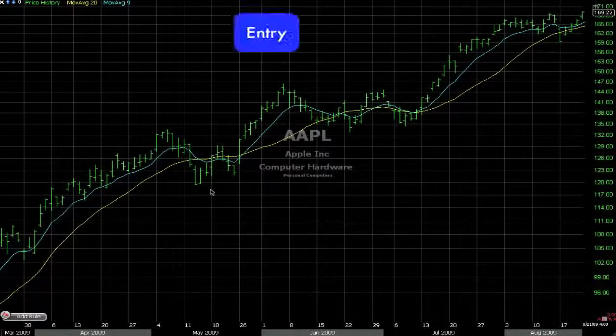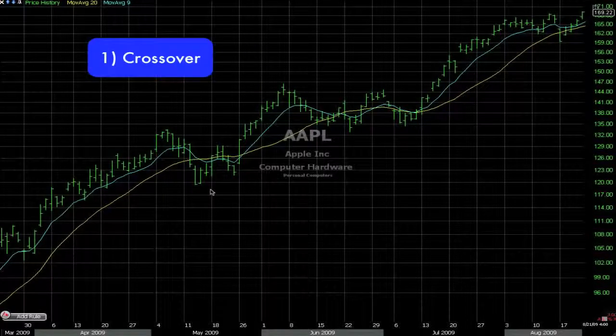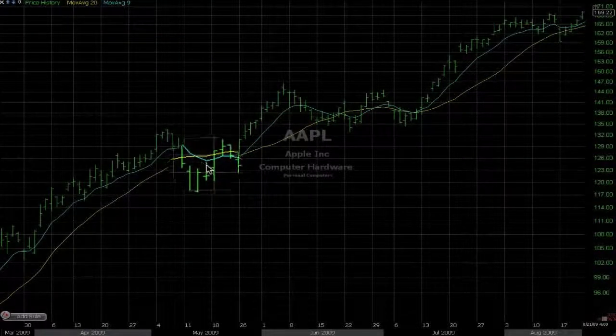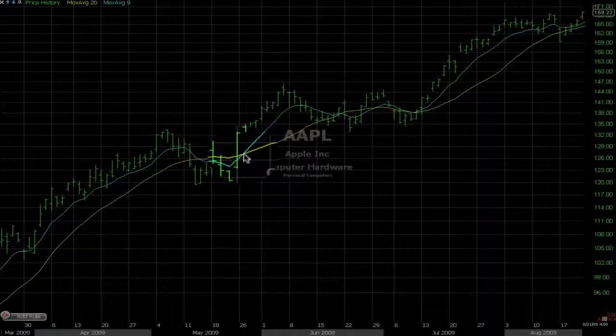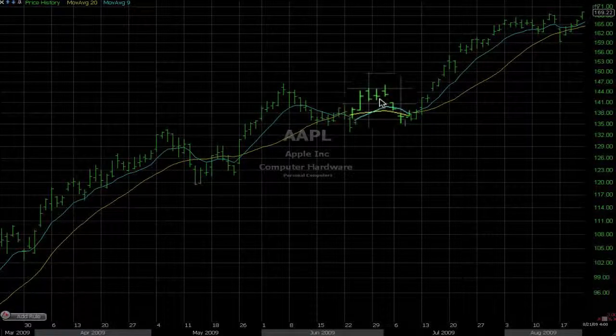Here's the third way to use moving averages. You can use it for entries. Many traders use MAs for entries, and this can be done in several different ways. First, a crossover of two MAs. Of course, you want to go with the trend, so you don't take the crossover to the downside, you only take it to the upside. So here's a crossover, so this could be a long signal. Here's another crossover, this is another long signal.